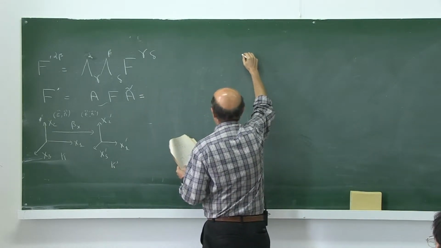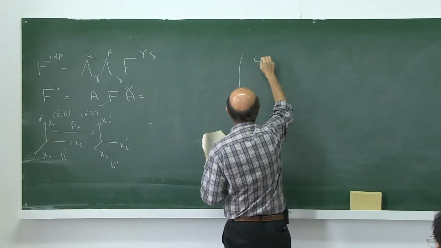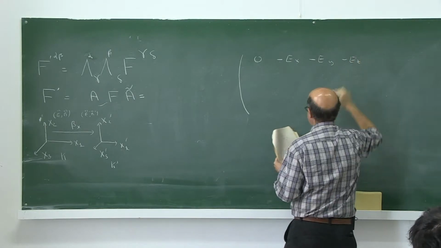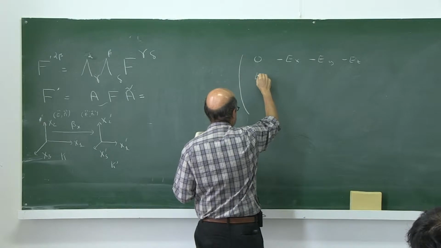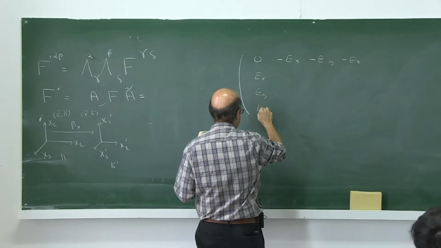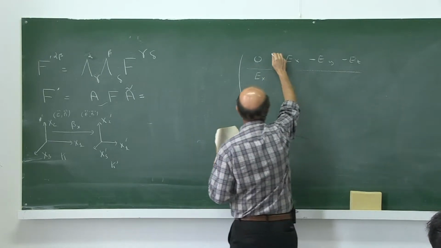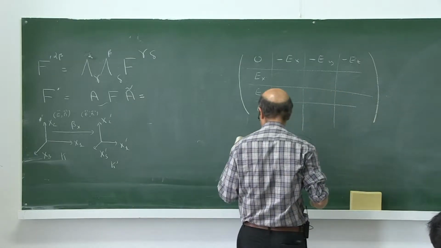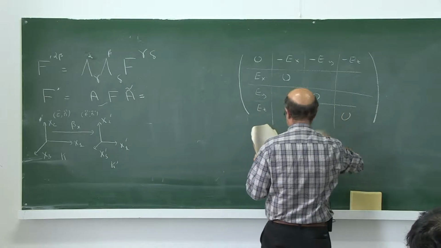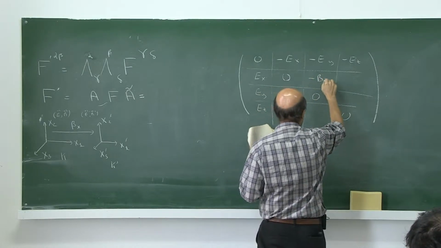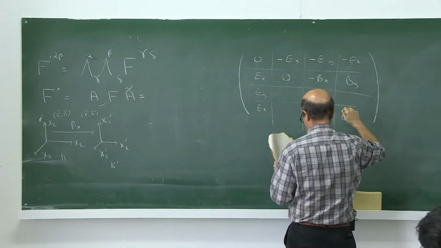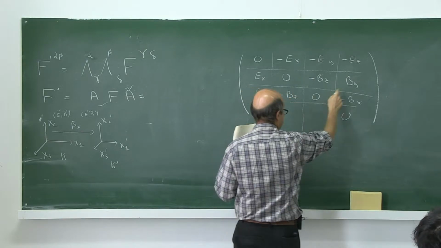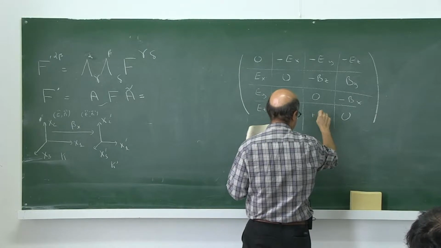We have a field strength tensor. So the elements are 0, minus Ex, minus Ey, minus Ez. It's an antisymmetric tensor, Ex, Ey, Ez. So if you write cell by cell, the situation is the following. Diagonals are 0, and the off diagonals are the magnetic fields, minus Bz, By, minus Bx, and here you have the plus signs of this. Bz, minus By, plus Bx.